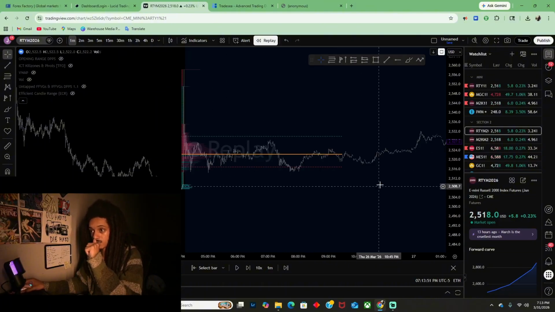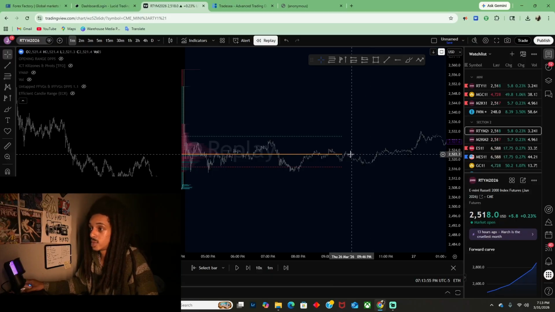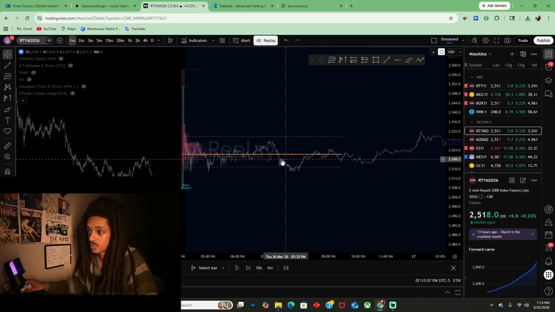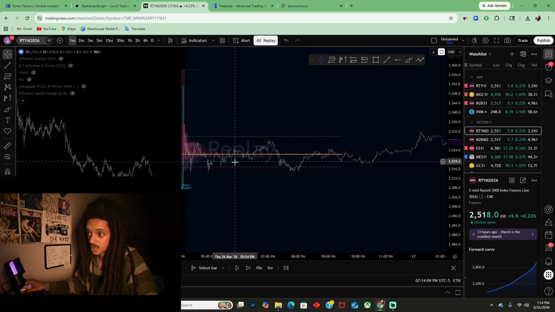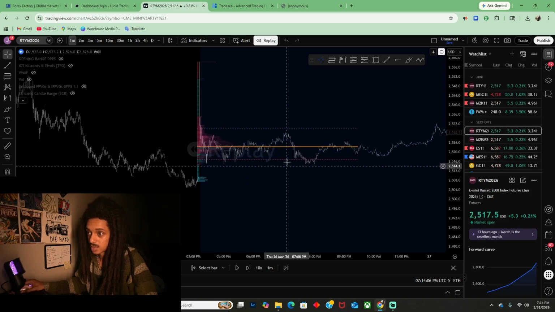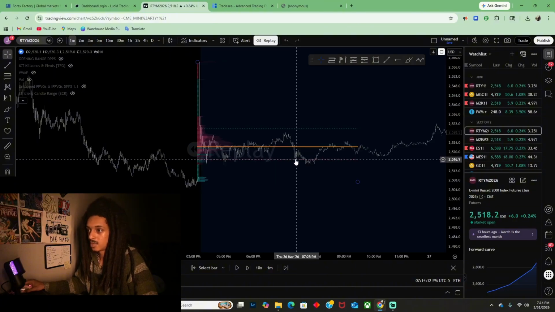So in this example, this midpoint, 2,522.3, that is your point of control. That's where the most volume happened. Then down here, your value area low. Anything in this range or below it, you can consider a discount. So anything under your average, you can consider a discount, but I don't really consider a discount until we're out of our value area low.